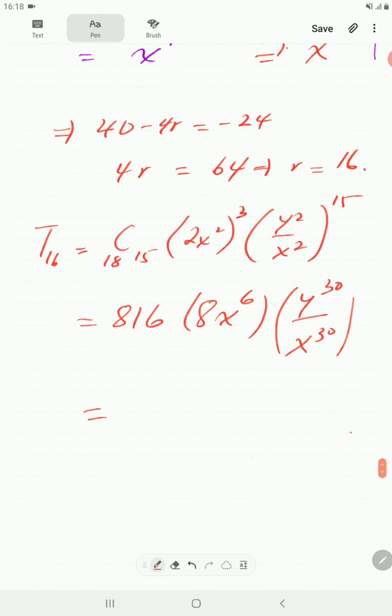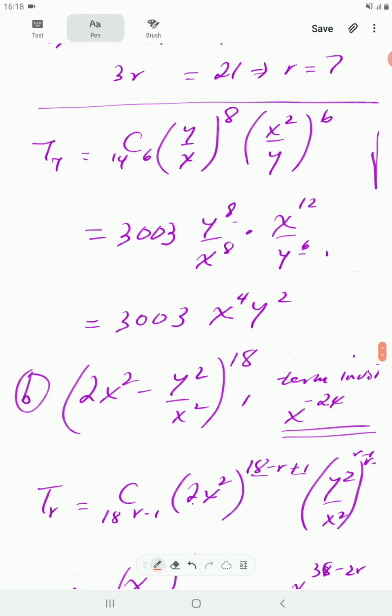Then 816 times 8 is going to be 6528, y to the power 30, all divided by x to the power 24, being 6 minus 30. So this is the term we are looking for.